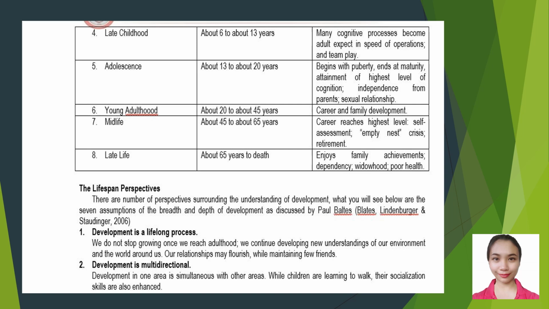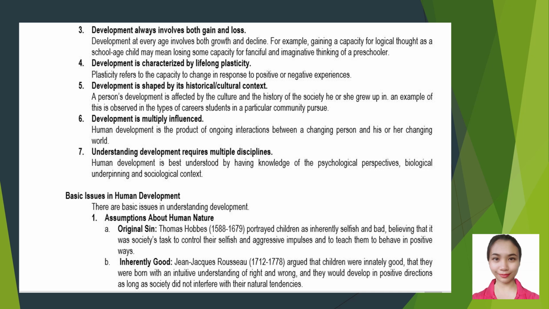So next, class, the next characteristic is that development always involves both gain and loss. So development at every age involves both growth and decline. For example, gaining a capacity for logical thought as a school-age child may mean losing some capacity for the fanciful and imaginative thinking of a preschooler. So it means that development also has a give and take process.